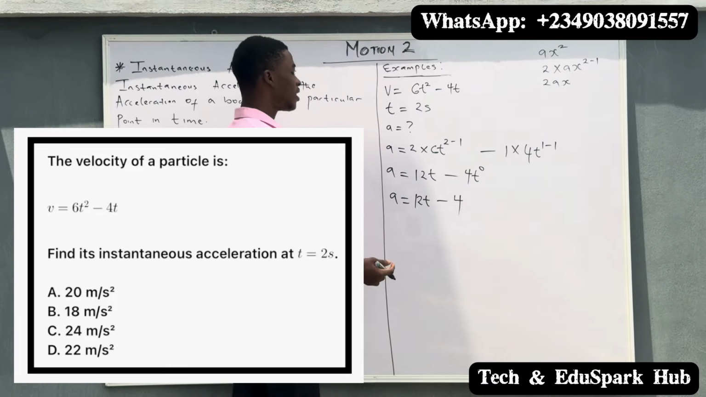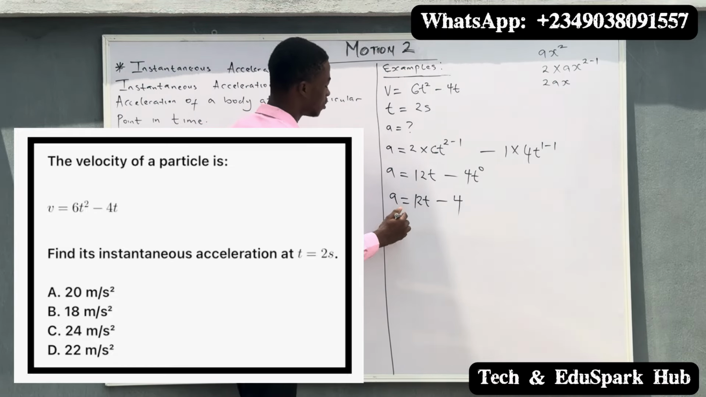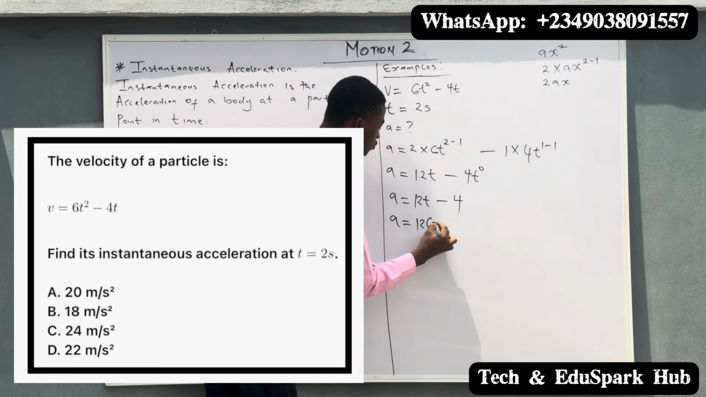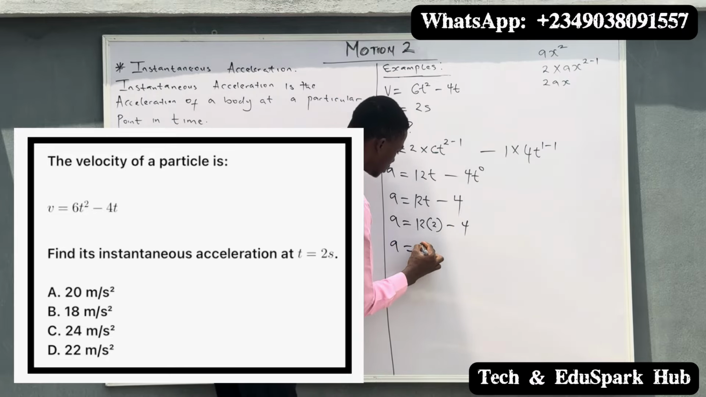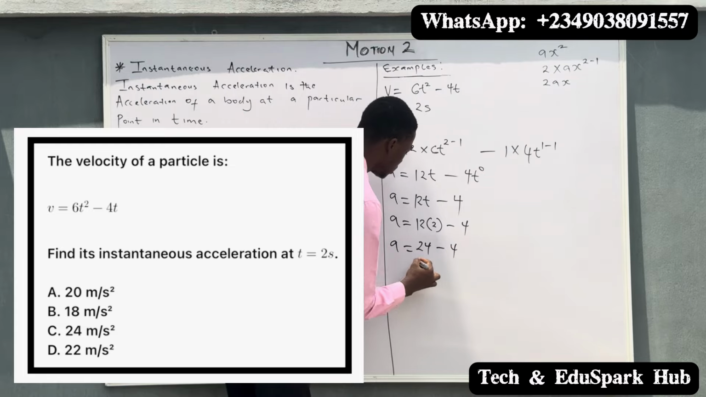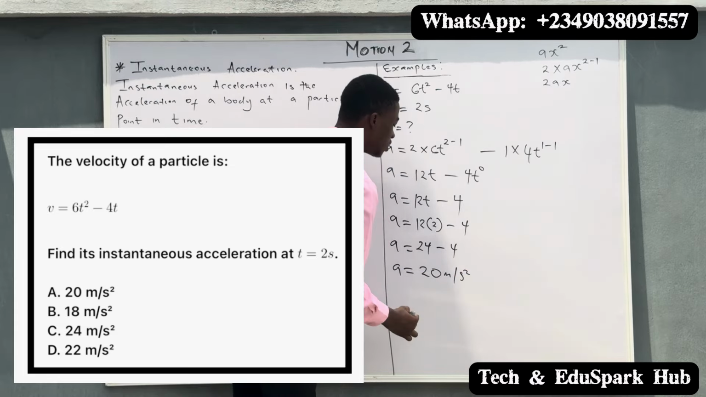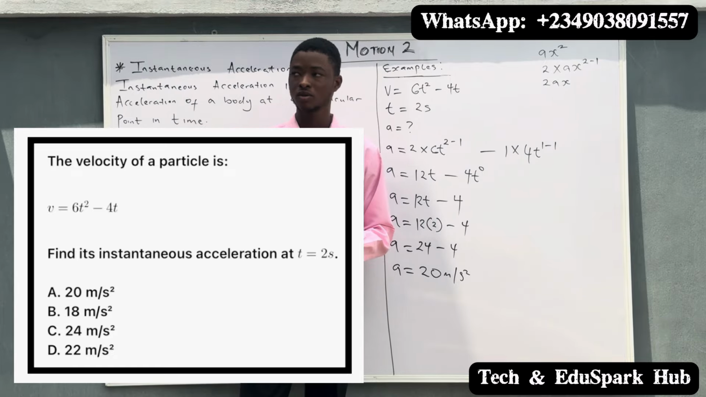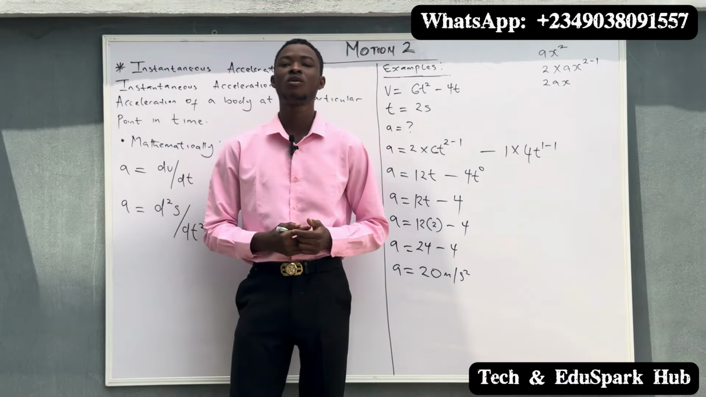So now that we have gotten our instantaneous acceleration, we can now substitute our time into this equation. So we have the instantaneous acceleration given as, so what is our time? So we have 12 open bracket 2 close bracket minus 4. So in this case, a will be given as 12 multiplied by 2 will give us what? 24 minus 4. So a is equal to 20 meters per second square, because meter per second square is the unit of acceleration. So option A is correct for this kind of question. You can see it as displayed on the screen. Option A is correct. So this will be all on the first example.